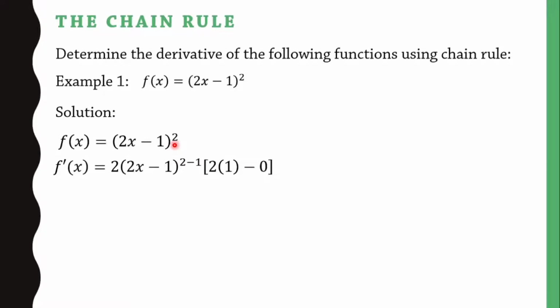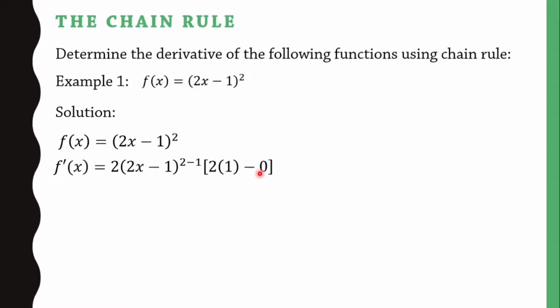So, we take out 2 as our numerical coefficient, then simply copy 2x minus 1, then subtract 1 from our exponent, so that's raised to 2 minus 1. However, what's different here is that we also get the derivative of the function inside the parenthesis. So, we multiply that by the derivative of 2x minus 1. The derivative of 2x minus 1 is 2 times 1, because the derivative of x is 1, minus the derivative of 1, which is 0.